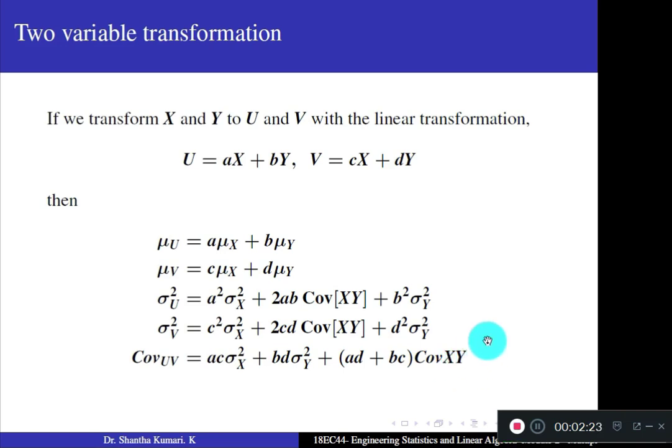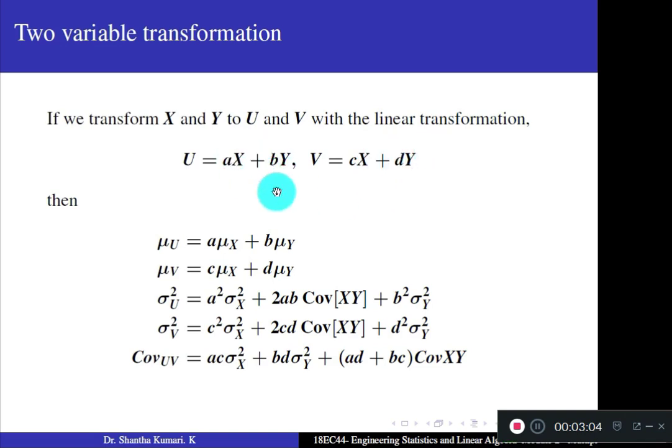So now directly remember this as a formula. Covariance of uv equal to ac into sigma square x plus bd into sigma square y plus (ad plus bc) into covariance of xy. Remember this. Once again, a simple way to remember this formula is, as I told you, in the case of variance of u, just remember the a plus b whole square formula. You get a square into variance of x, b square into variance of y, plus 2ab into covariance of xy.